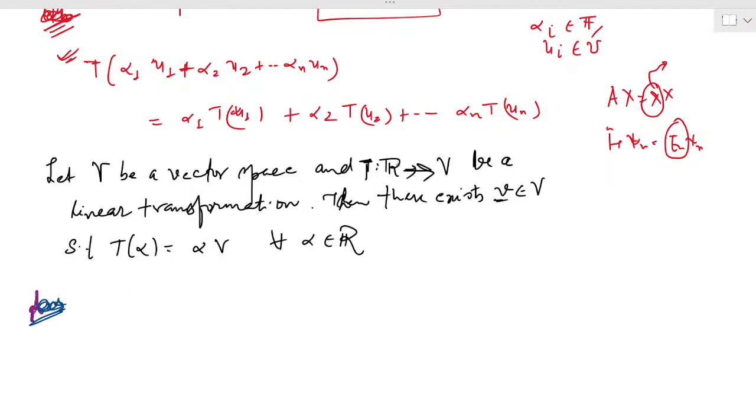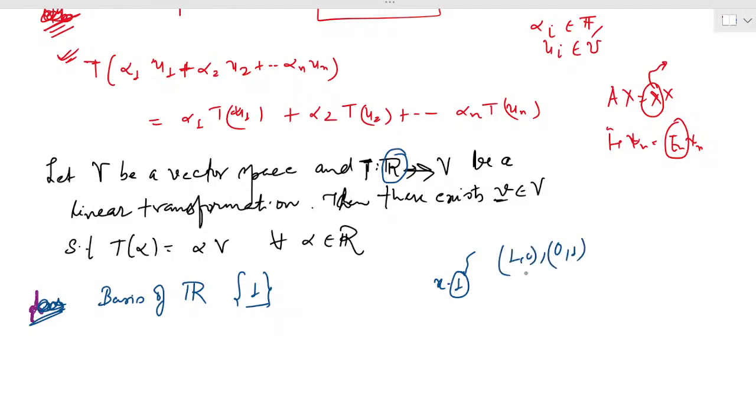Just an idea. See, what do you think the basis of R would be? The basis of R would be simply the singleton one, right? If you want to generate any element of R, just use one. For example, the basis for R square was (1, 0) and (0, 1). If I want to write the basis of R, one of the bases of R can be simply the singleton one. Is that clear? So if I take the linear transformation T of 1, what am I going to get? I'm going to get this v. Is that clear? Okay.